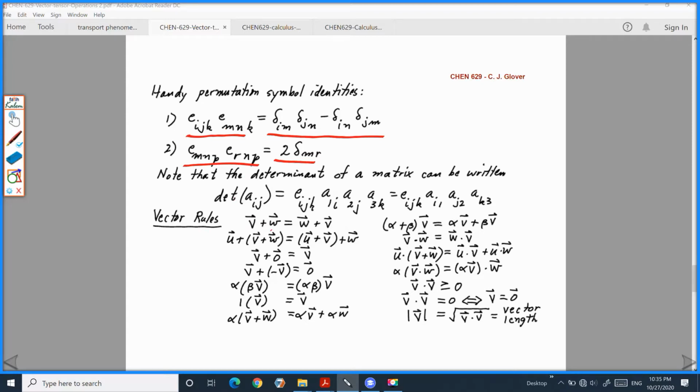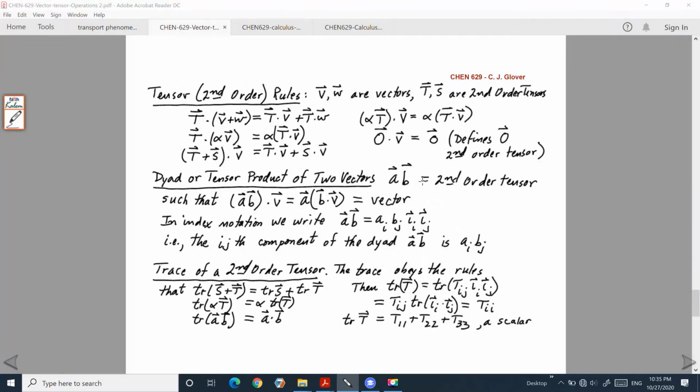Okay, the vector rules: we know the summation of two vectors, three vectors, summation with zero vectors, summation of a minus vector, and multiplication by scalars and so on. We know these from the linear algebra course. Let's go to the next slide. This also covers summation between vectors and tensors, distribution and scalar multiplication, and so on.